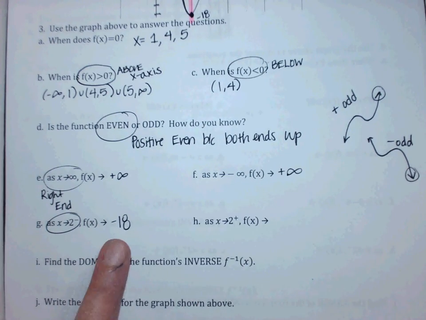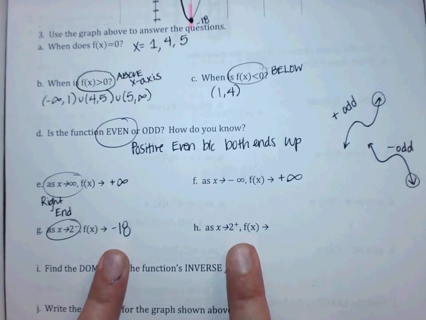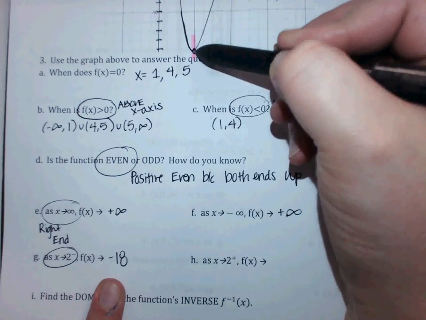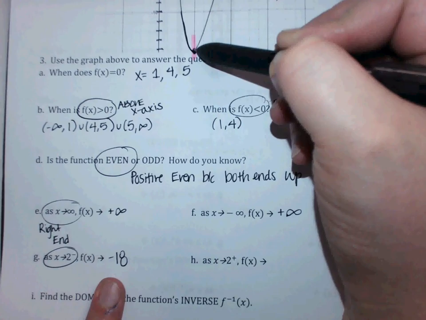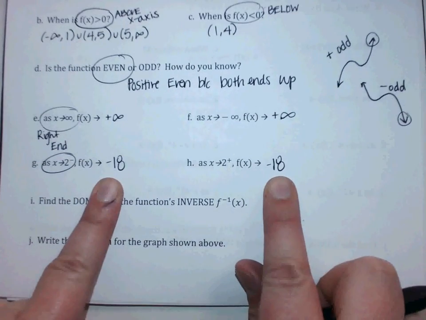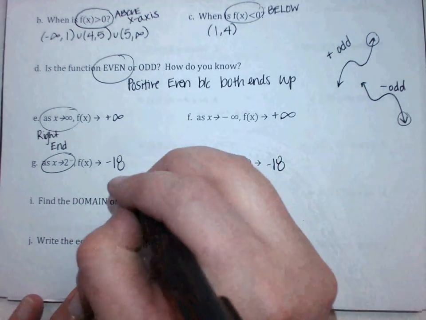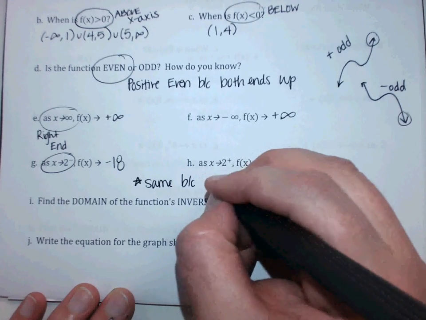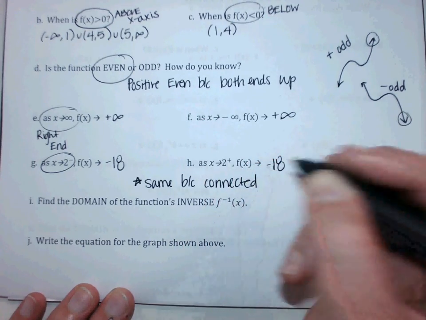Now, what about if I come in from the right side? Is it going to be different? No, look, as I trace my graph, I'm going to the same point because my graph is connected. So remember, when it's connected, your left and rights are going to come out to be the same. So I'll put same because connected. This is your homework.